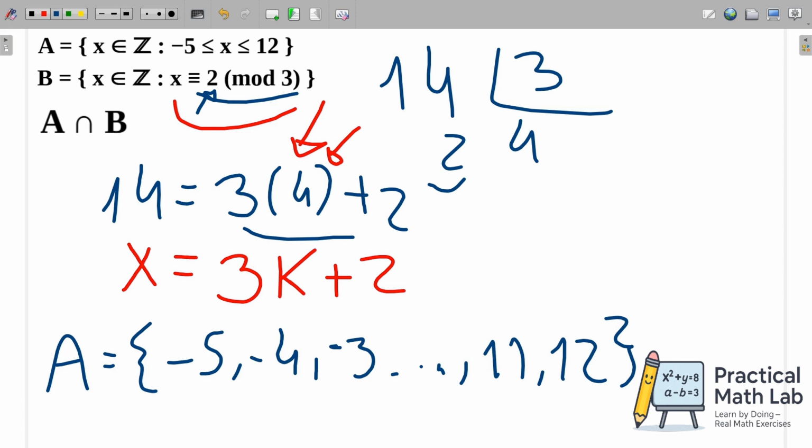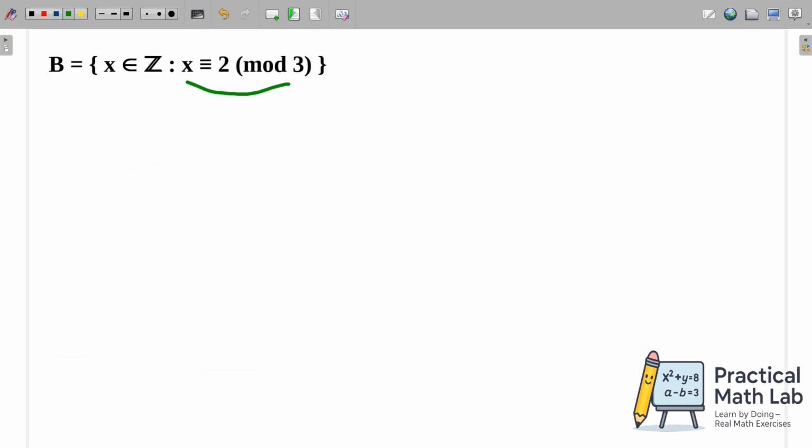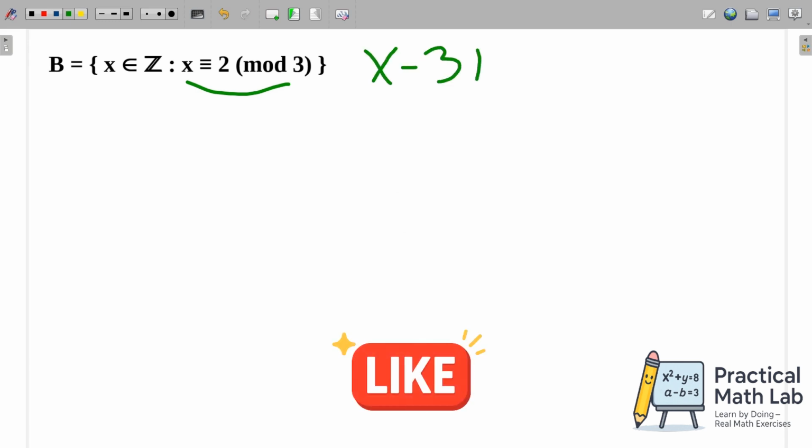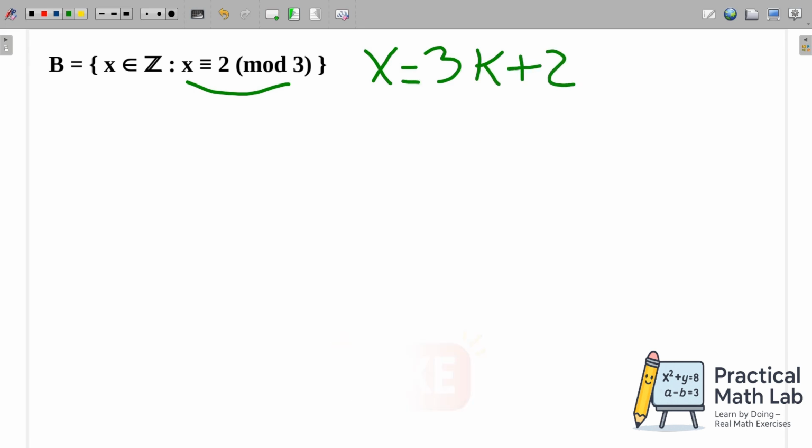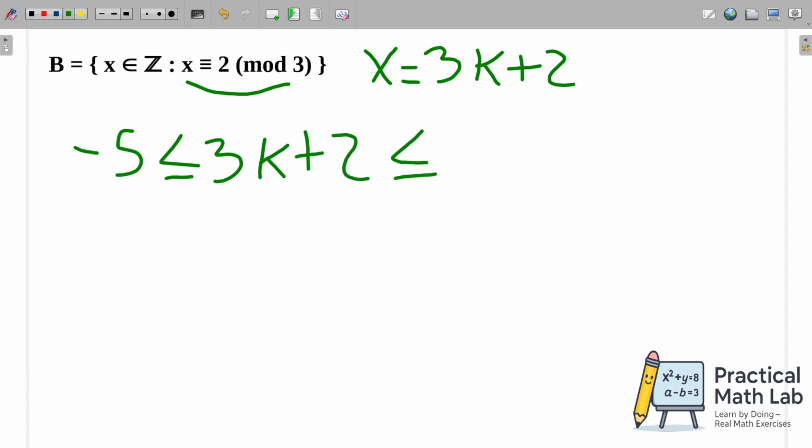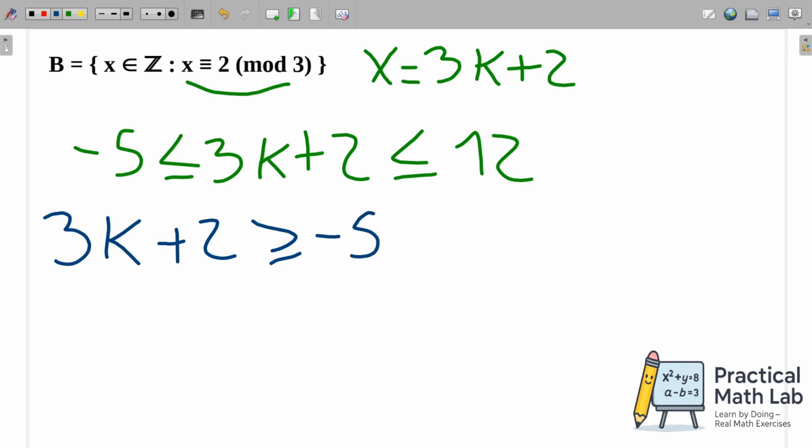Now, let's move on to set B. In B, we can substitute x with 3k plus 2, as we saw earlier, right? Since the intersection between A and B goes from -5 to 12, we can write it as -5 is less than or equal to 3k plus 2, which is x, which is less than or equal to 12. Here we have two inequalities. 3k plus 2 is greater than or equal to -5, and 3k plus 2 is less than or equal to 12.